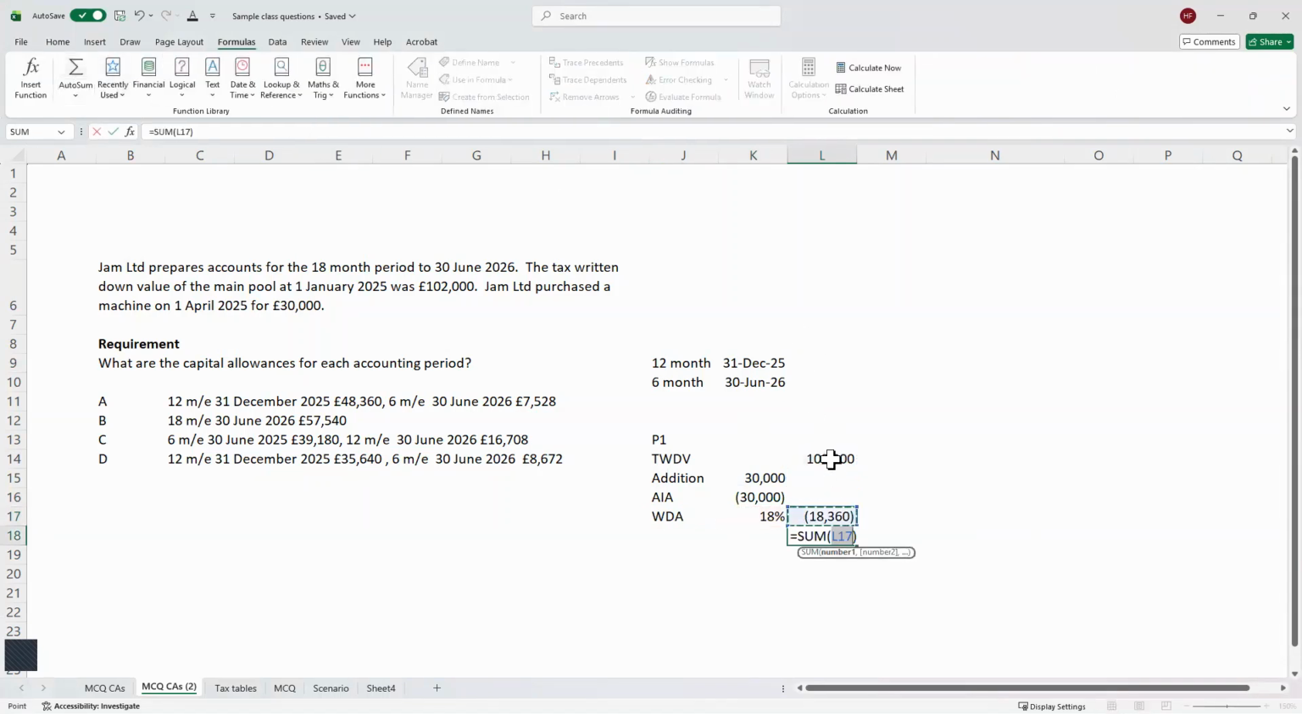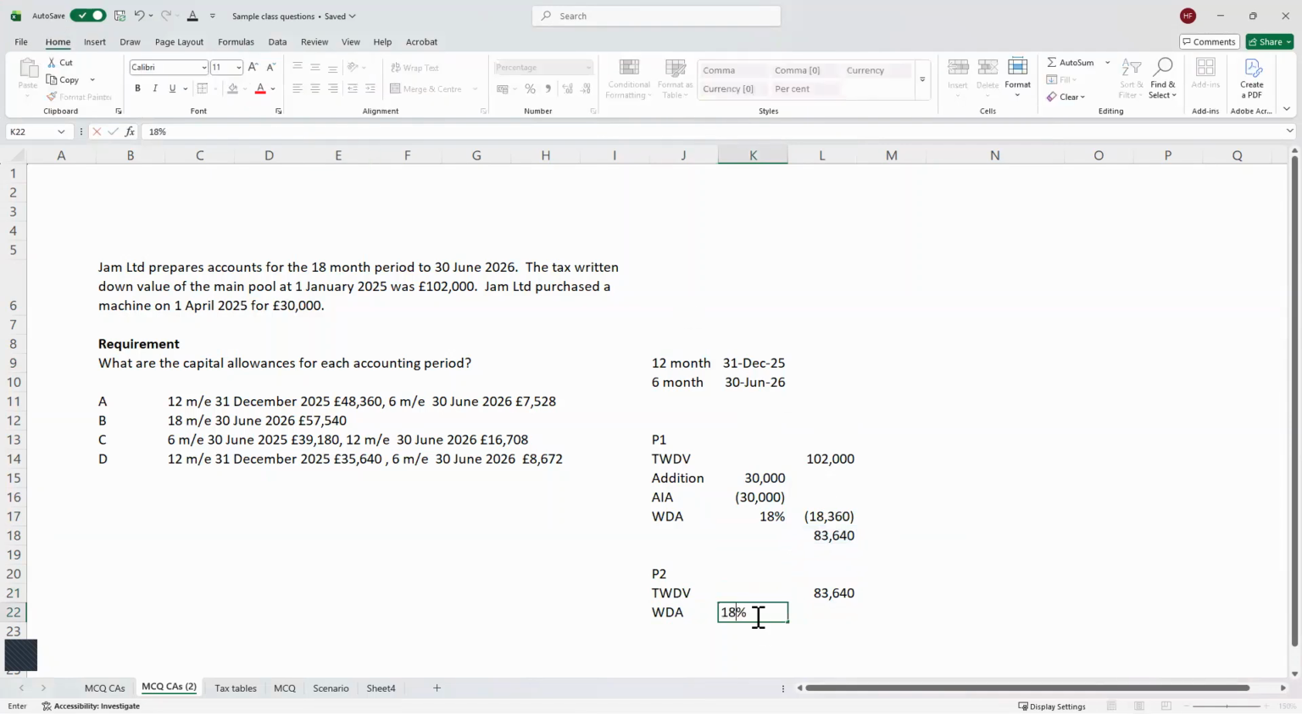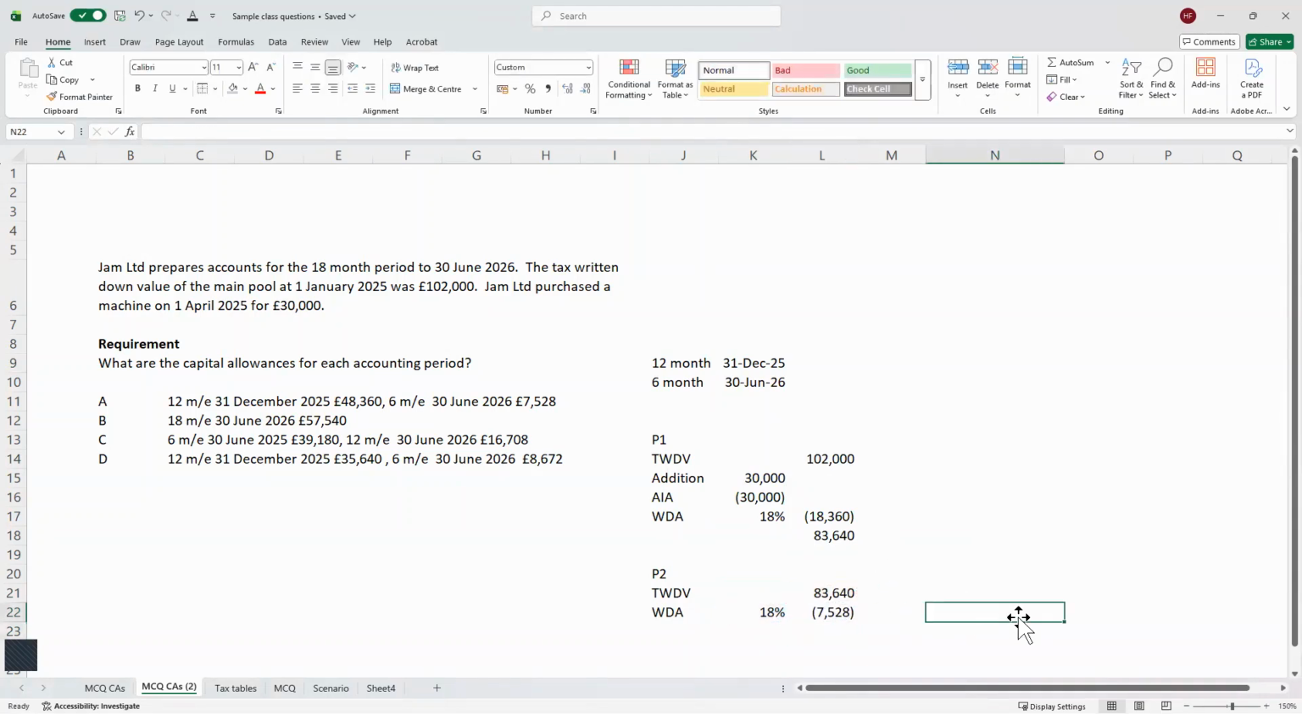We could then work out the tax written down value carried forward for that period, and that will be the opening tax written down value for the next period, so 83,640. There are no additions in the second period, so we've just got writing down allowances at 18%. But we do need to remember here that this is a short accounting period, so it's only 6 months. So the allowances that would be available would be 18% of the brought forward balance, but then times by 6 and divided by 12 to account for a 6-month accounting period.